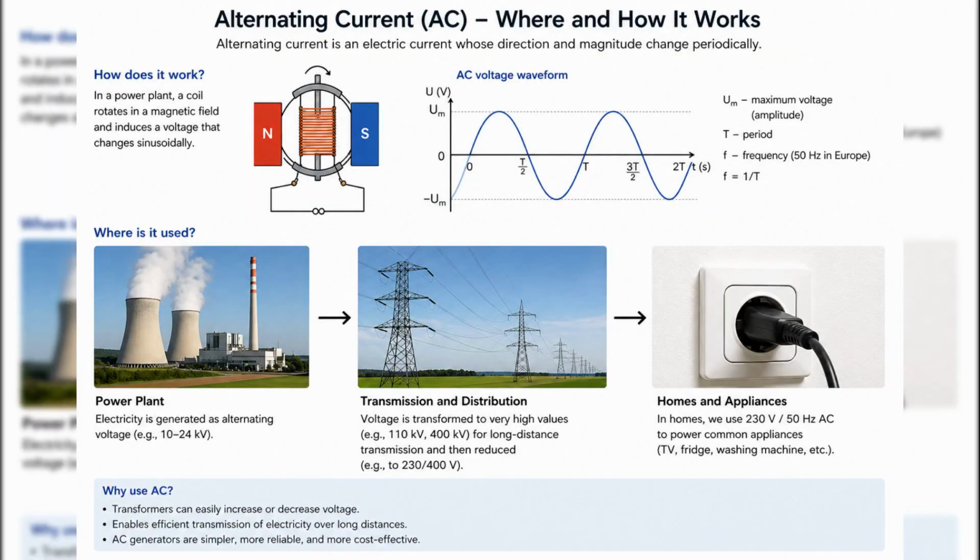Alternating current is primarily generated in power plants using the principle of electromagnetic induction, where a conductor moving in a magnetic field, or a changing magnetic field around a conductor, induces an electric voltage, and this is the foundation of almost all large-scale electricity generation on Earth.